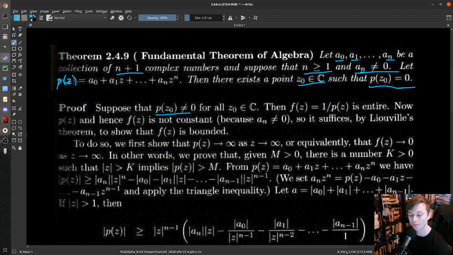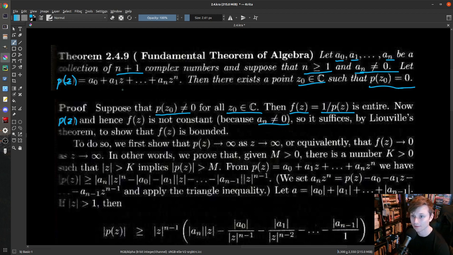We're going to suppose that p of z naught is not equal to 0 for every z naught in C. Then, since it's never 0, the function f of z, defined as 1 over p, is entire, right? Now, p of z, and hence f of z, of course, neither of them are constant, because a_n is not equal to 0, and n is greater than or equal to 1.